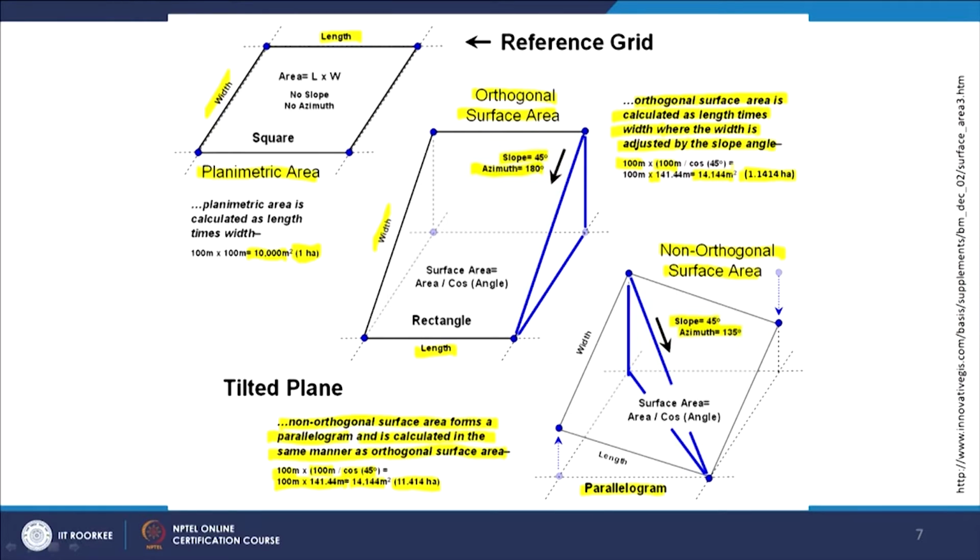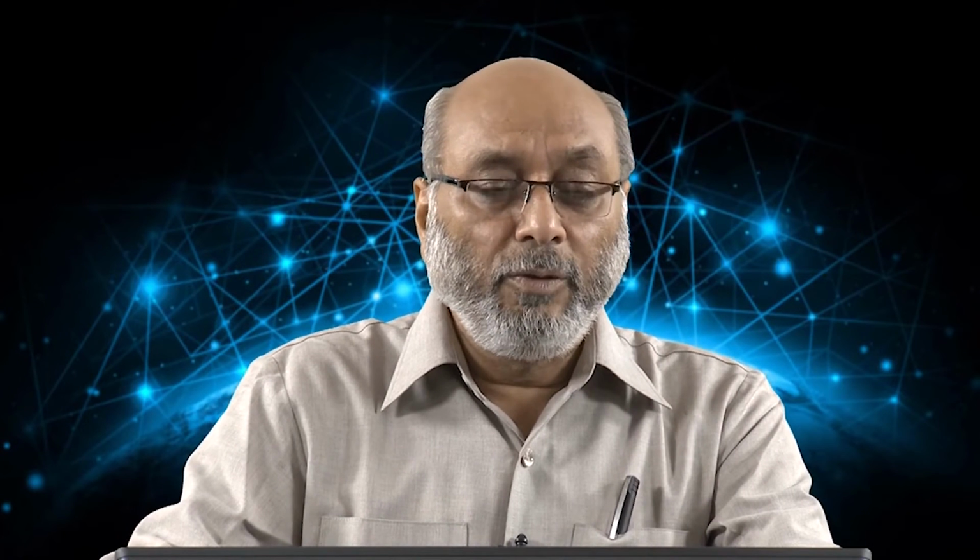In this particular example, orthogonal and non-orthogonal are giving the same area, but in some other situations there might be some differences. But planimetric and surface area are going to be different. So the plane area, that means what we consider in 2D, is always less than when we consider it in 3D.